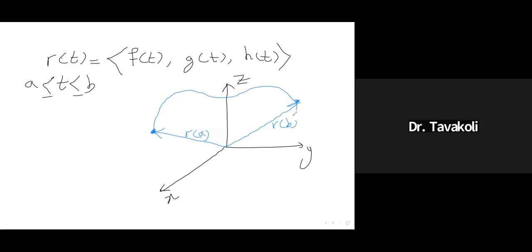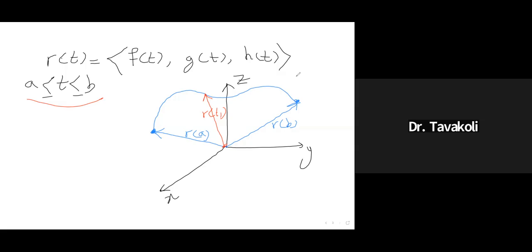So for every t, suppose I pick one, say t1 in this interval, r of t1 will be a vector initiating from the origin and terminating at a point on that curve. So this is r of t1. In fact, those terminal points of the vectors form that curve.